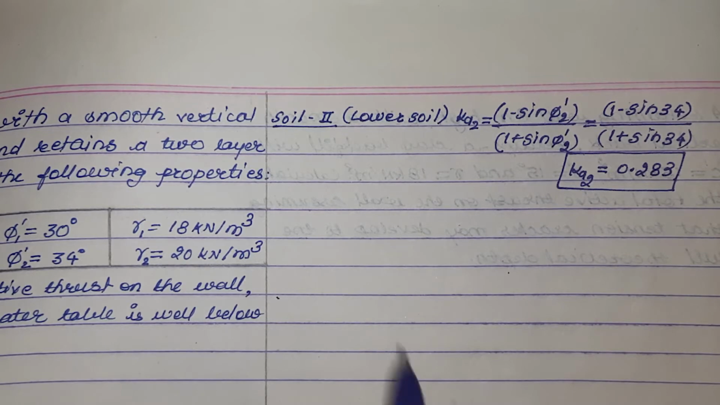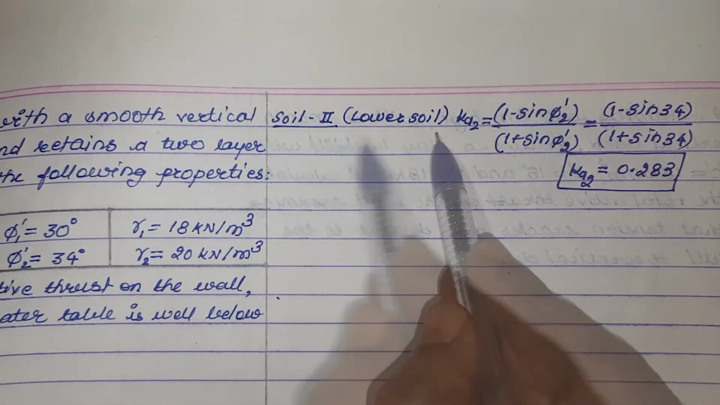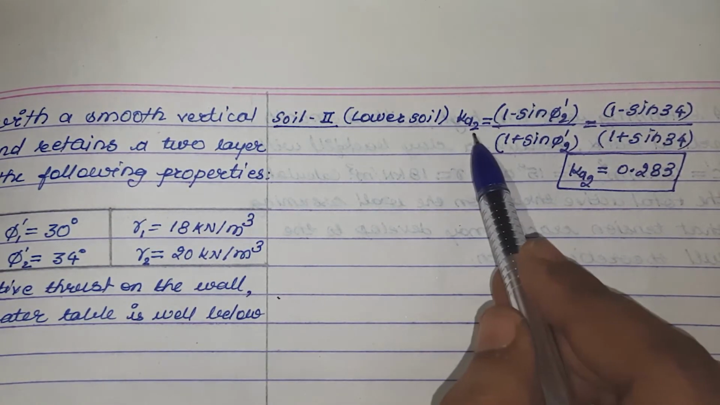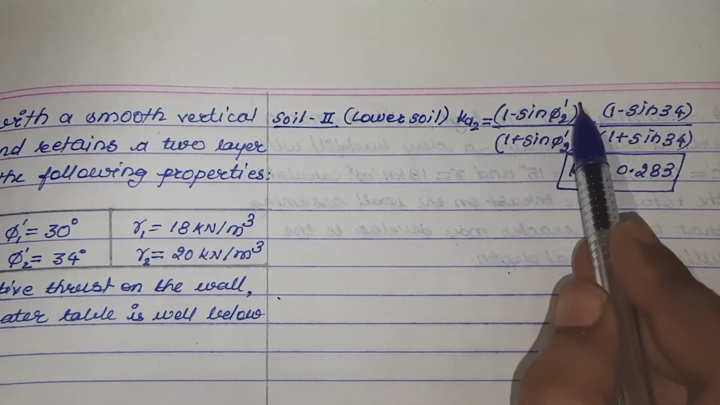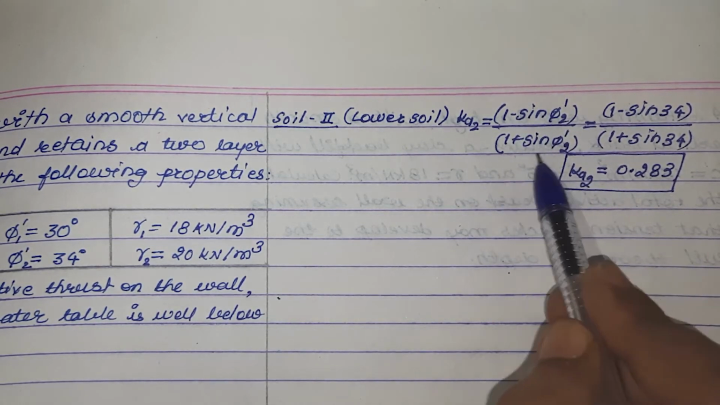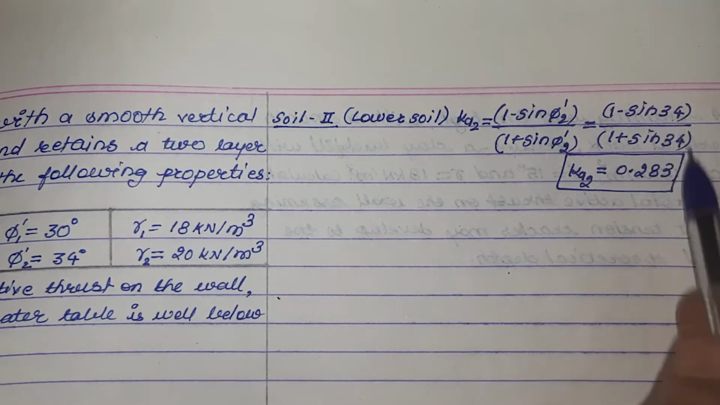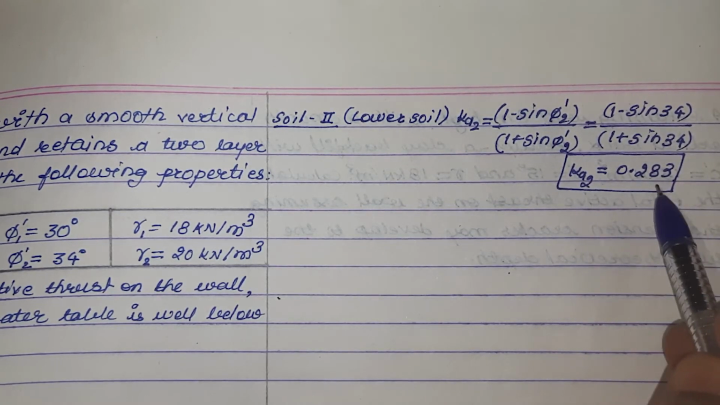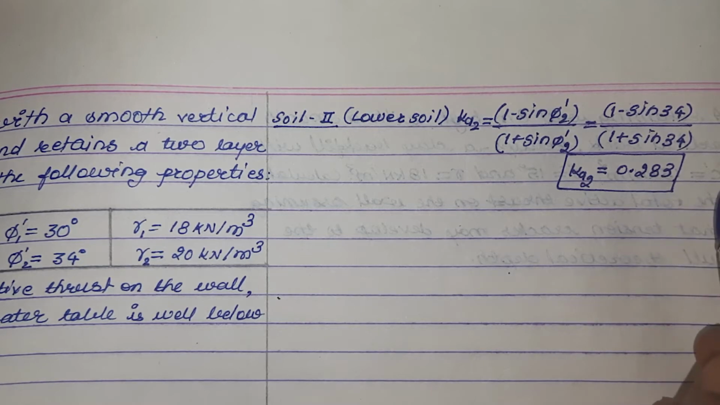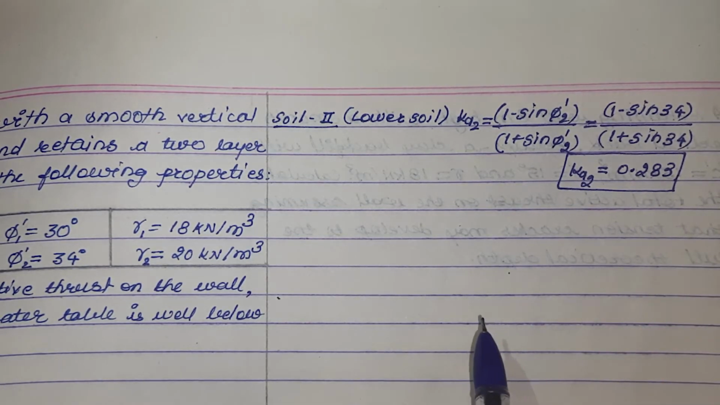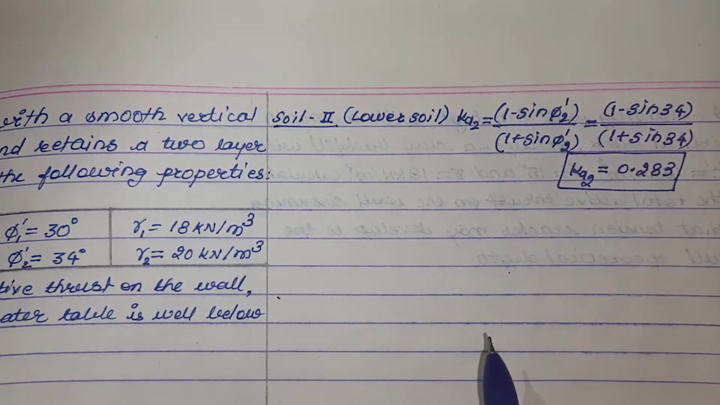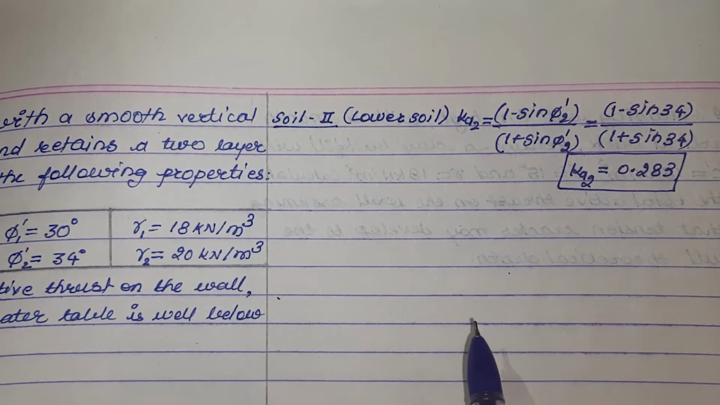Similarly, calculate coefficient of active earth pressure for soil type 2. Thus, for soil type 2, the lower portion of the soil, Ka2 is equal to (1 minus sine phi dash 2) divided by (1 plus sine phi dash 2). Substituting phi value as 34 degree, we have got Ka2 is equal to 0.283. Now the next step is to find out the active earth pressure at various levels. Let us begin with the pressure calculation.